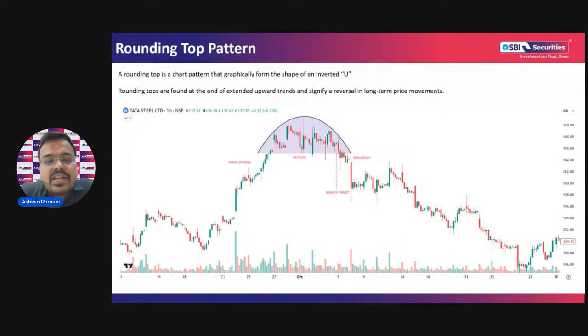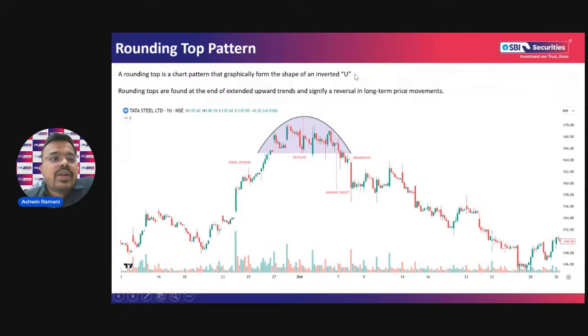Now, what happens in a rounding top is, how many of you can give me a difference between a double top, triple top pattern and a rounding top pattern? If you all can let me know in the chat box. Now you know what a double top or a triple top is. Now compared to that, can anyone tell me how is a rounding top different from a double top or a triple top pattern? If you all can let me know in the chat box.